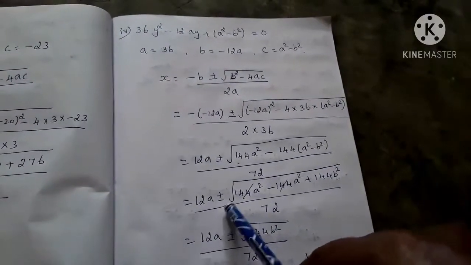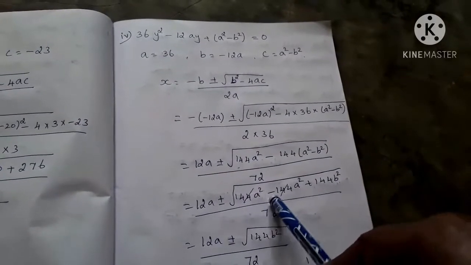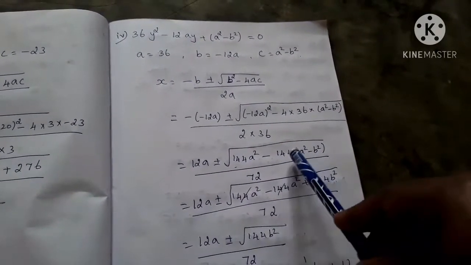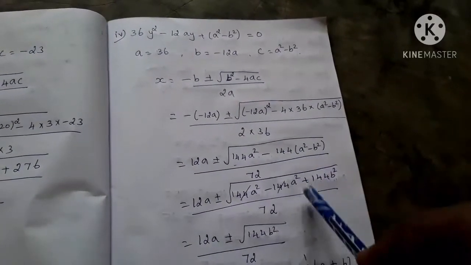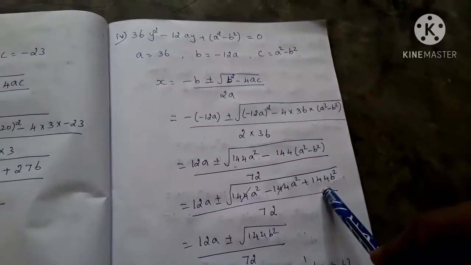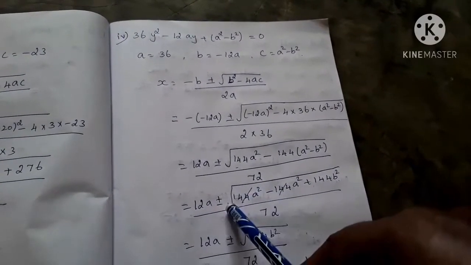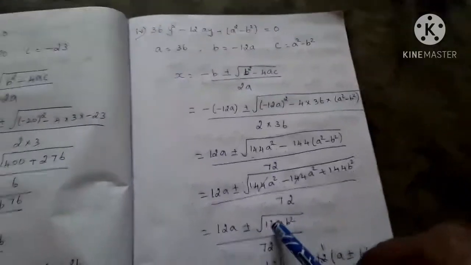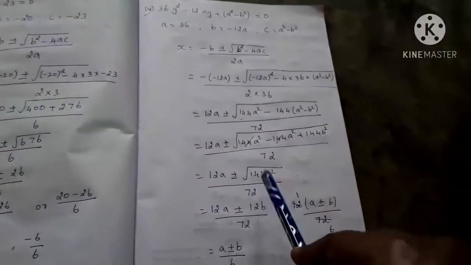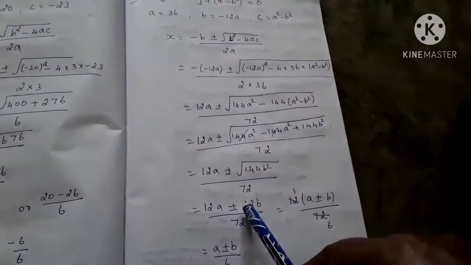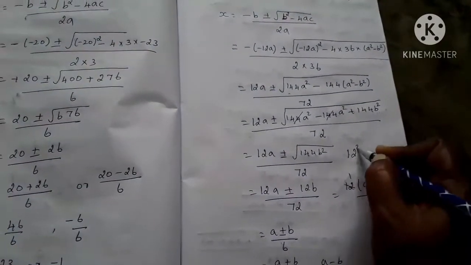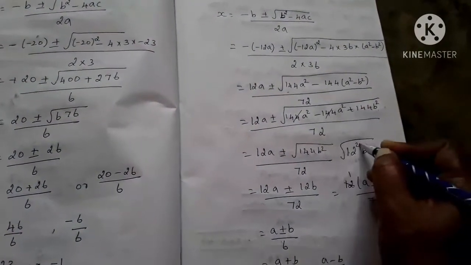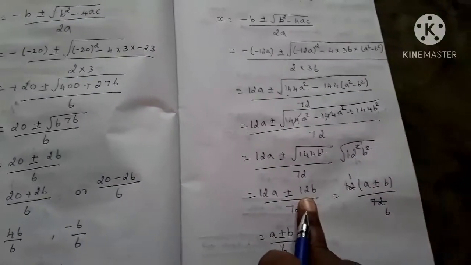So 12a plus or minus root of 144a² minus 144, we multiply inside, 144 into a² minus 144a², minus into minus plus 144b². So plus and minus cancel, remaining only 144b². We take the square root of 144, it becomes 12. b also squared, and 144 we can write as 12 squared. So 12² b² under the square root means it is 12b.